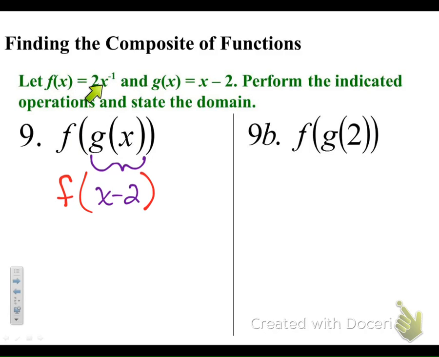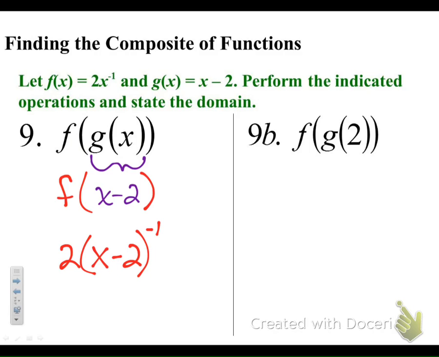f takes its number, puts it to the negative 1 power, and then multiplies by 2. When I look at f's function, since now it's no longer f of x here, I'm going to plug x minus 2 in this position. It's no longer going to be x here, it's going to be the expression x minus 2. Here's what it looks like. I'm going to take that x minus 2, raise it to the negative 1 power, and multiply. Wait a second, what does this negative 1 power mean? I need to move it. This entire expression, this x minus 2, needs to be written in a denominator.